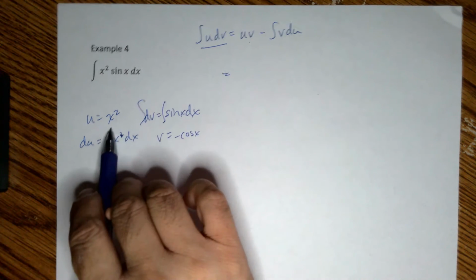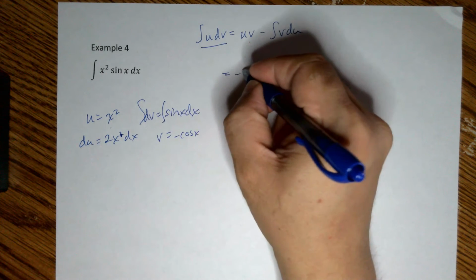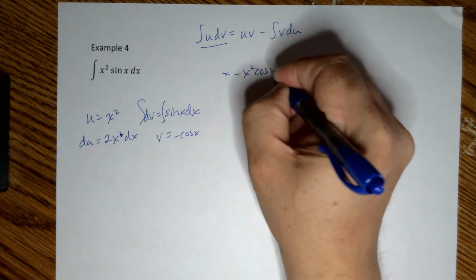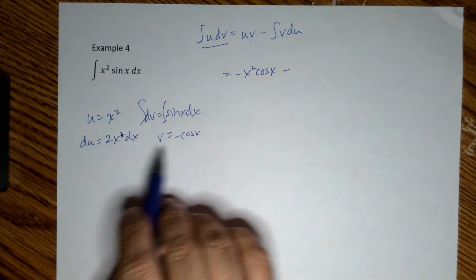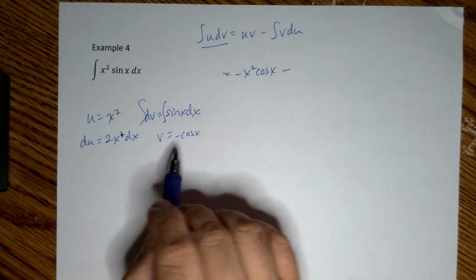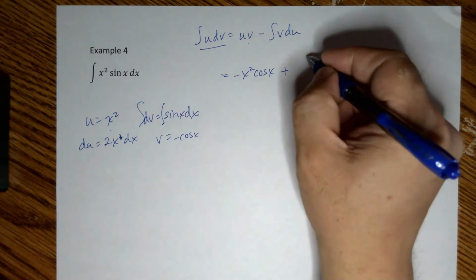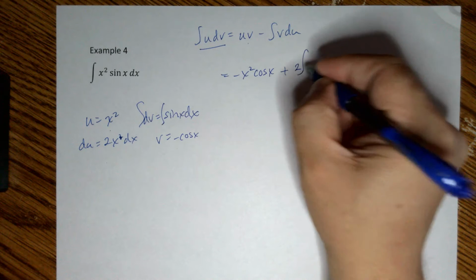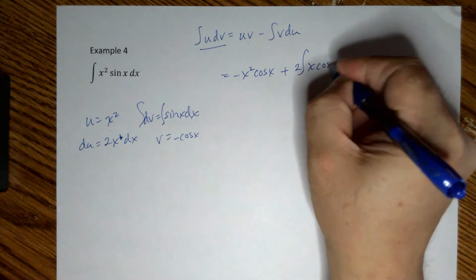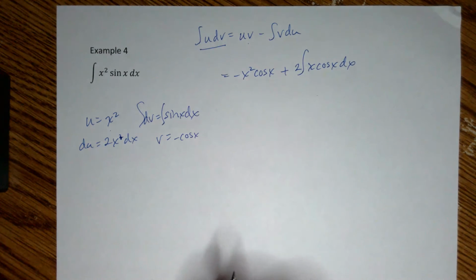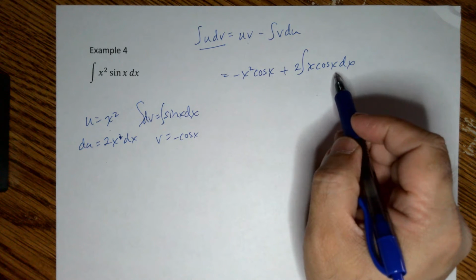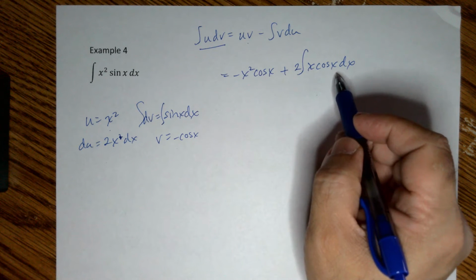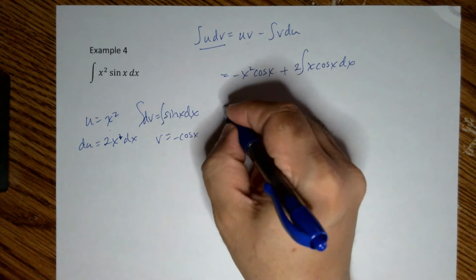So uv is x squared negative cosine x. So negative x squared cosine x minus v du. So that's going to be minus a negative, so it's plus 2x. I'm going to put the 2 out here. X cosine x dx. Okay? Now, I still have an algebraic expression with trig, so I still have to continue doing integration by parts. So, let's put that here.